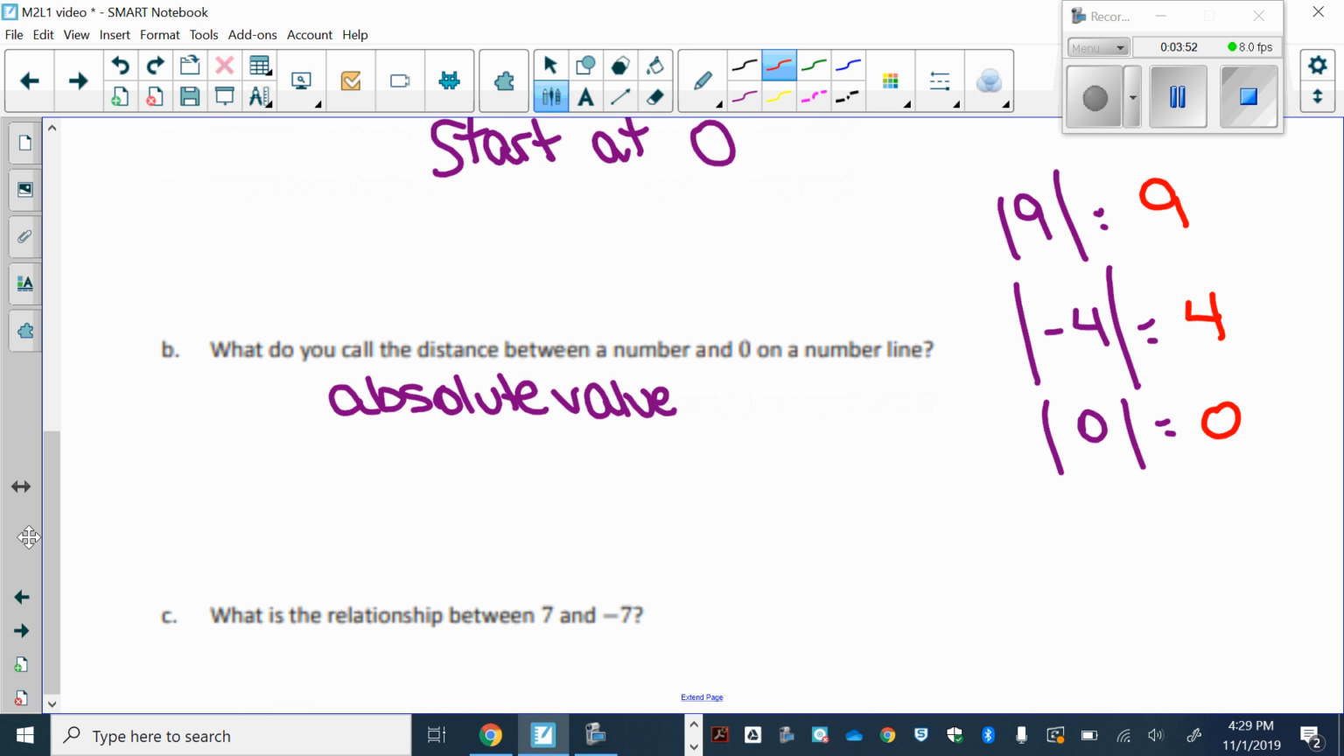What is the relationship between 7 and -7? They're opposite numbers. They are the same distance from 0, but in opposite directions. What happens if you add 7 and -7? I go to the right 7 from 0. From there, I go to the left 7. I combine them, and I get a sum of 0. So, sounds a little bit like additive inverses.